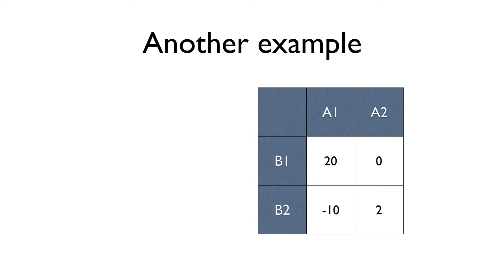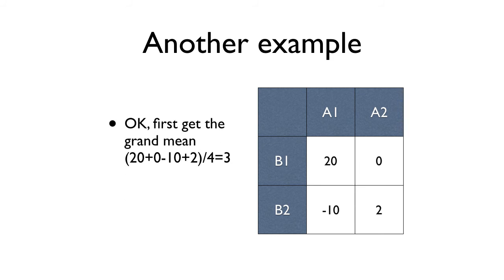So here's another example. A1, A2, B1, B2, so it's 2 by 2: 20, 0, negative 10 and 2. So we're going to first take out the grand mean. That's going to be, let's see, 20 minus 10, but plus 2. So that's 12 divided by 4. It's 3. So we're going to take 3 out of each cell. So subtract 3, so you get 17, minus 3, minus 13, minus 1. Right?